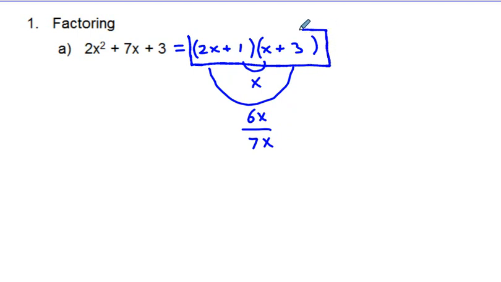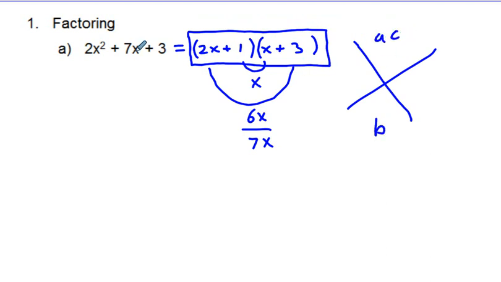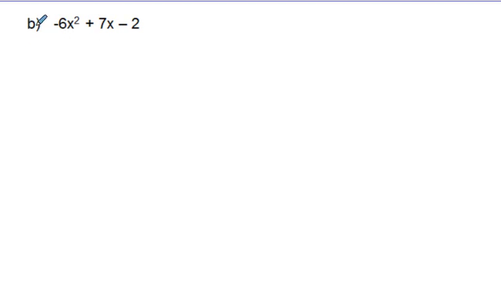Now, there are other ways to do this. I'm going to explain in class later on the x method, where you put your value of b here and ac up here. This is not a particularly difficult one, but I'm going to go ahead and skirt to the next thing anyway. We have negative 6x squared plus 7x minus 2.